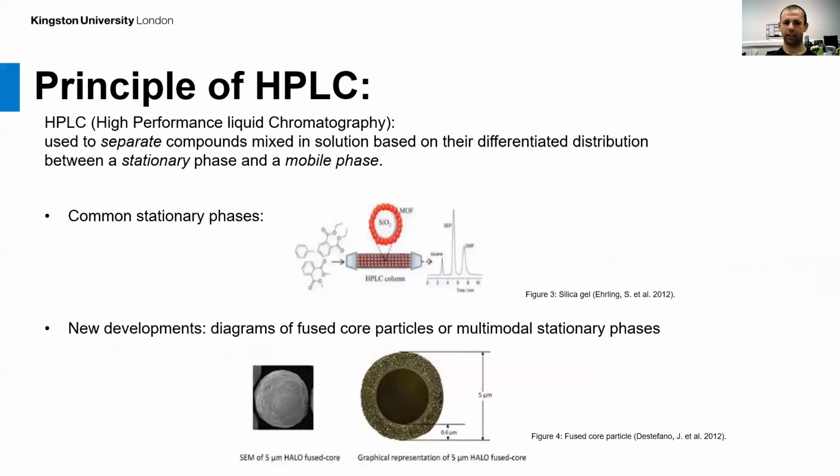Principle of HPLC. HPLC stands for high-performance liquid chromatography. It's used to separate compounds mixed in a solution based on the distribution between the stationary phase and the mobile phase. The commonly used stationary phase in HPLC is mostly silica gel, as shown in figure 3, and there are other common stationary phases, including fused core particles or multimodal stationary phase, as shown in figure 4.